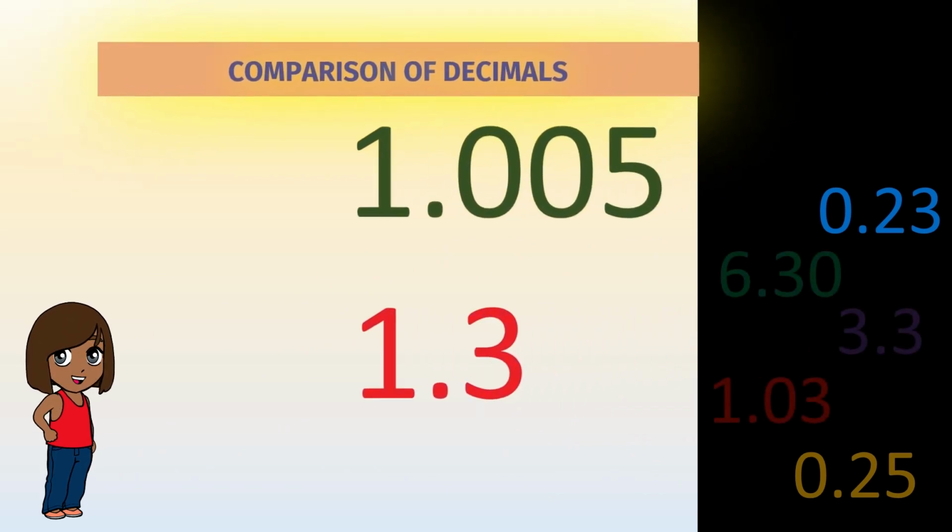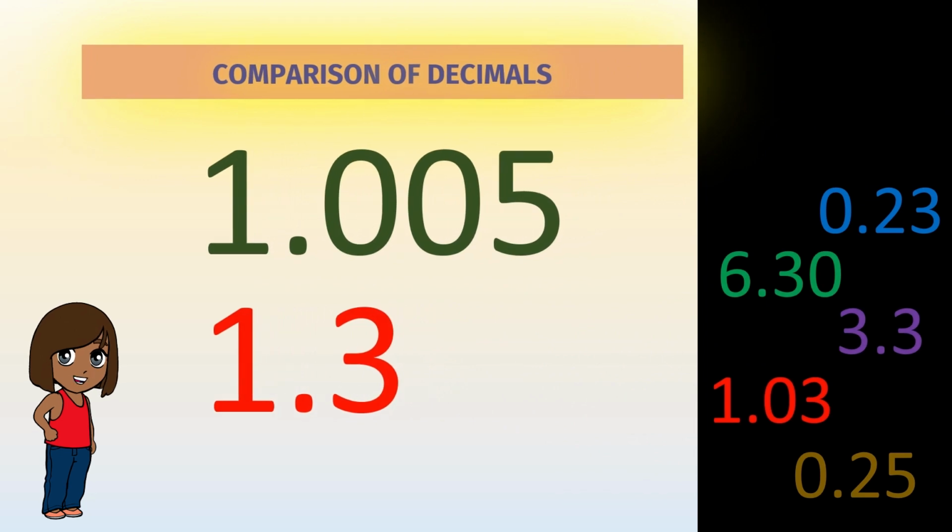Let's take 1.005 and 1.3. Which decimal number is greater? The highest place value in these two numbers is ones. We start with ones. Then we compare tenths, hundredths, and so on. We stop whenever they are unequal. The digit that is unequal decides which number is greater. Let us continue with this example.